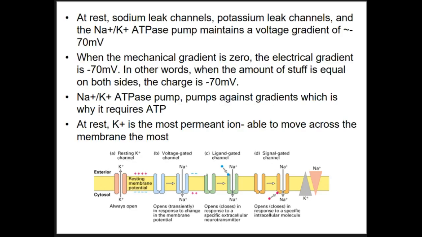Nope, that was just resting membrane potential. What we were just discussing was what was happening when the neuron was not firing. And we introduced our first channels and pumps: a sodium leak channel, a potassium leak channel, and a sodium-potassium ATPase pump, which is the full proper name of the one we're referring to as Drake. The mechanical gradient of potassium ends up setting up a voltage gradient of about -70 millivolts.